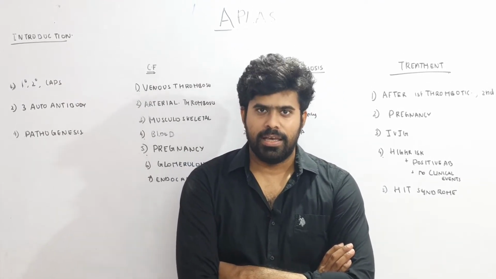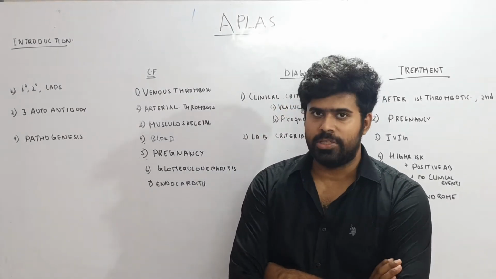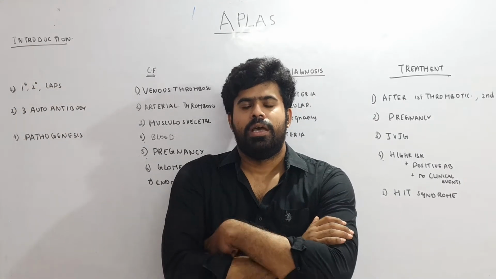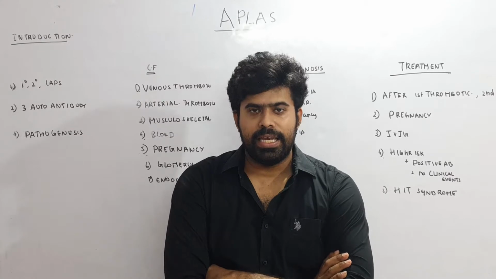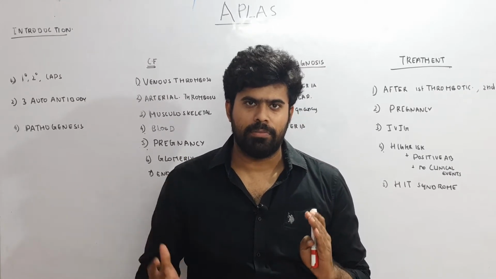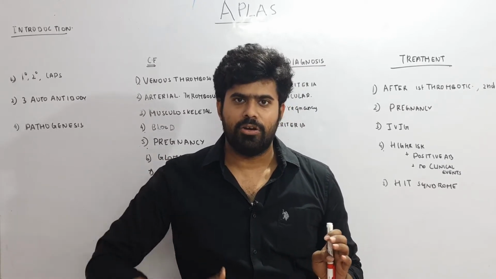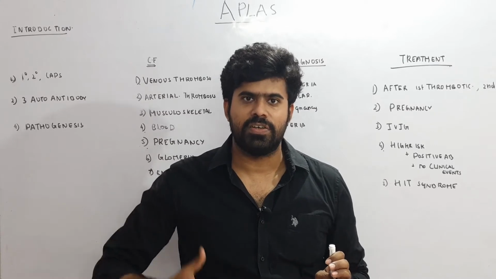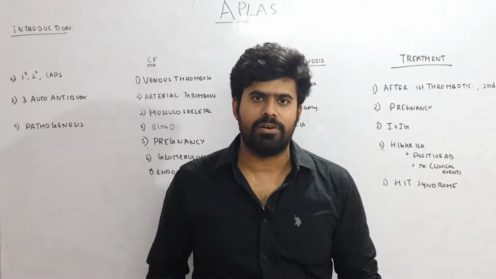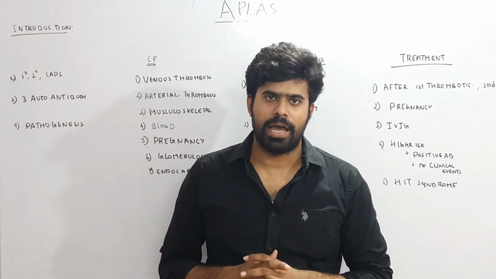Today we will be dealing with the third topic in rheumatology, that is the antiphospholipid syndrome. So first, what is this antiphospholipid syndrome? Antiphospholipid syndrome is basically an acquired hypercoagulable state. There will be a high chance of blood clotting because of the presence of certain antibodies. Because of these antibodies, there will be increased chances of forming blood clots, and this blood clot can lead to arterial clotting, venous clotting and pregnancy problems. So this is the basic APLA syndrome.